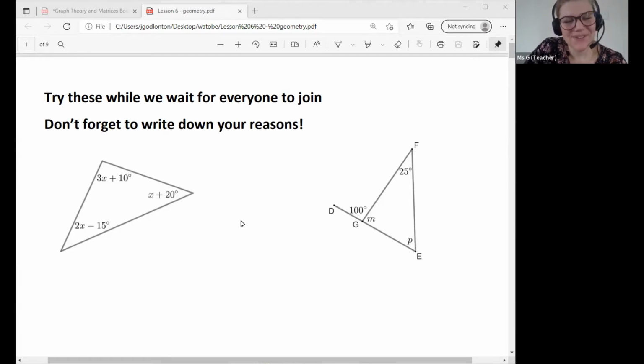Just for the three of you so far, there are 2 questions up on the board for you to get going on. Please feel free to ask me questions if you're needing. If you need help, you're welcome to message or just ask away. But there are 2 questions up on the board. The first one you're looking for X and the second one you're looking for M and P. And if you give your answers in the chat, don't forget to give me your reasons with your answers. And good luck.